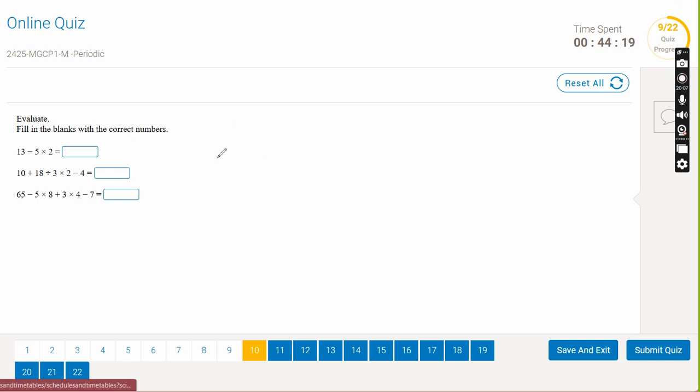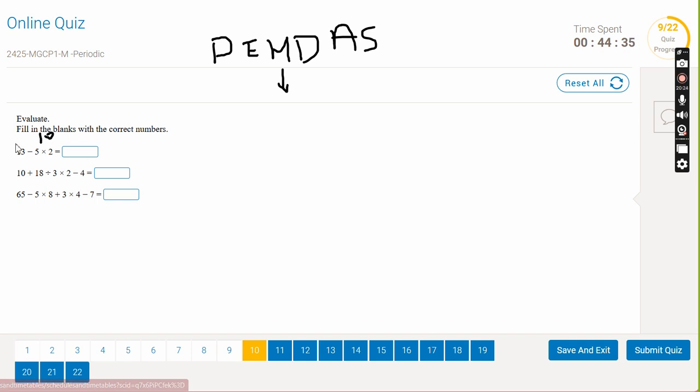Here, 13 minus 5. Now look here, there's no parenthesis. But what have they given us here? So let's write PEMDAS again. First, you do the multiplication, because that's what comes first. So multiplication, 5 times 2, which is 10. 13 minus 10, then you go from left to right. Now you go from left to right, because you have only subtraction here. So 13 minus 10 gives us 3.